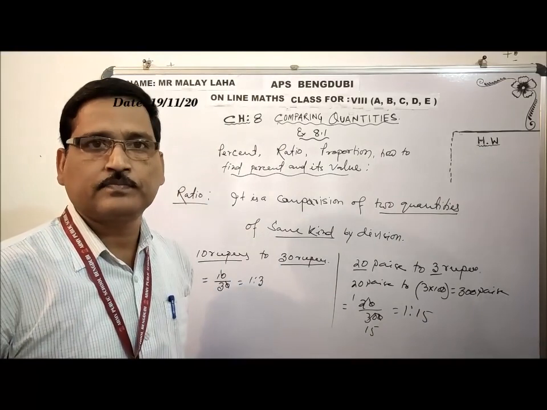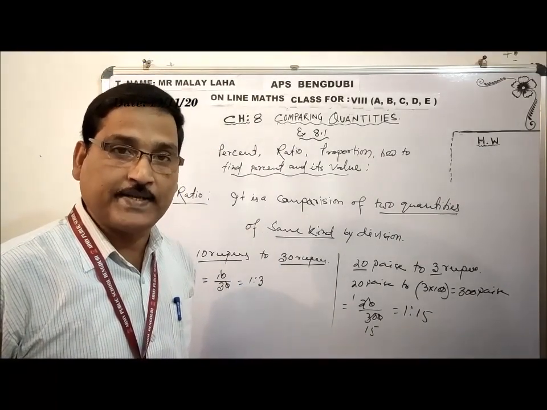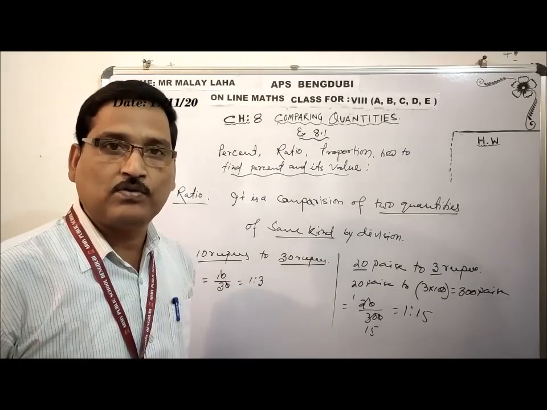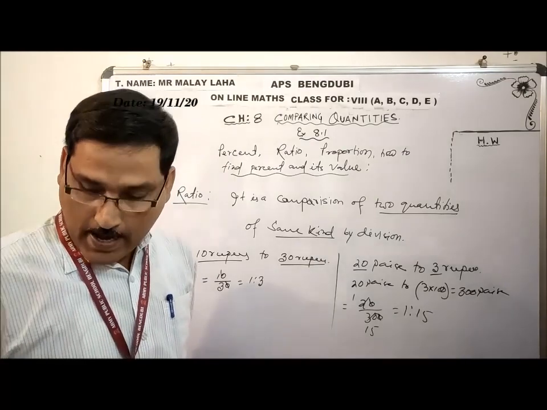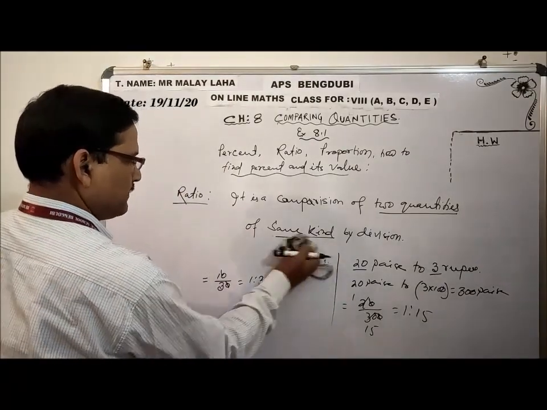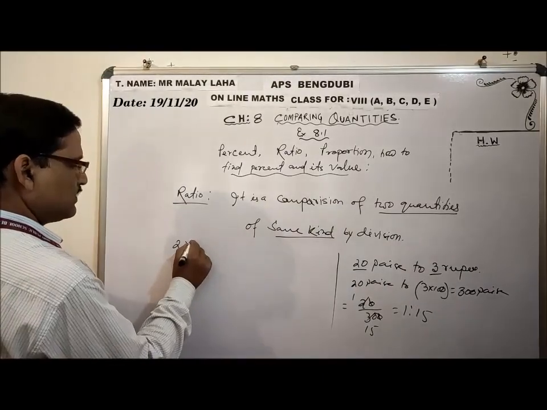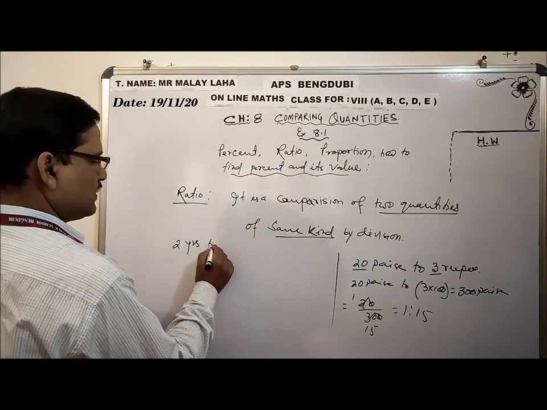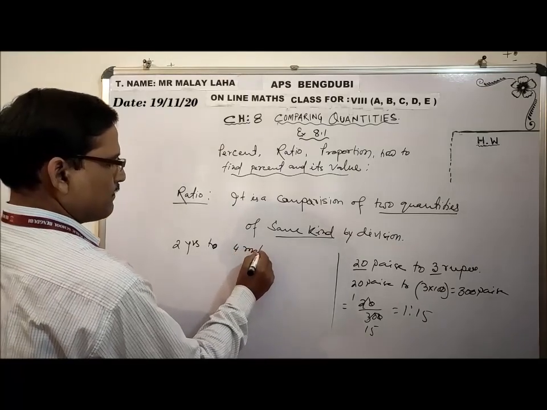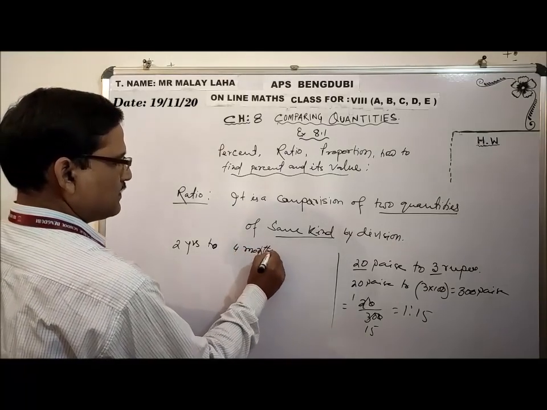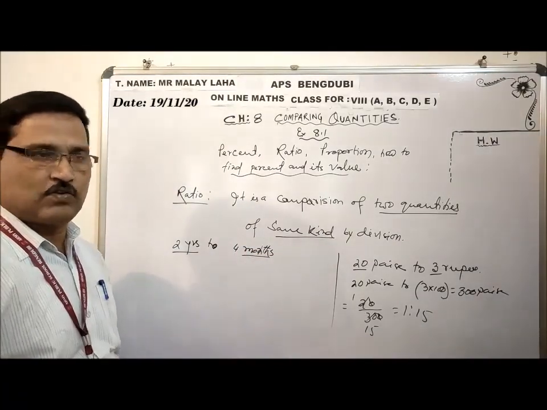Got it? Have you understood? So when the quantities are not the same kind, you cannot find out the ratio directly. I have to convert into the same kind. Okay. Another example I am giving you. Say 2 years to 4 months. So this is years and this is months. Quantities are not the same kind.